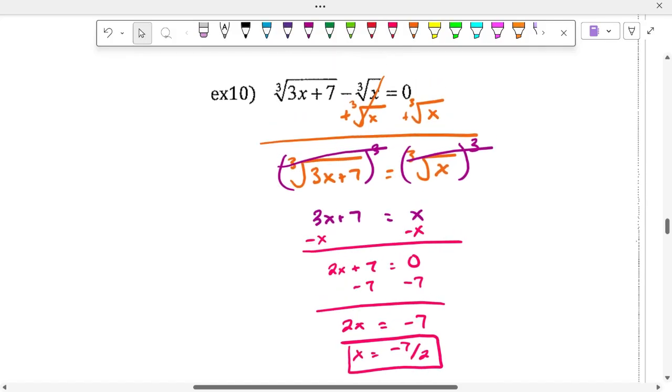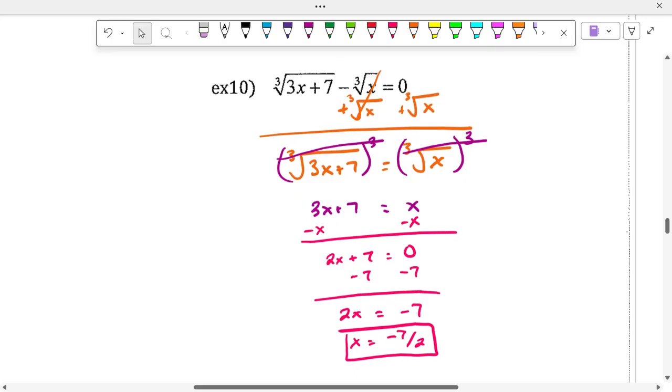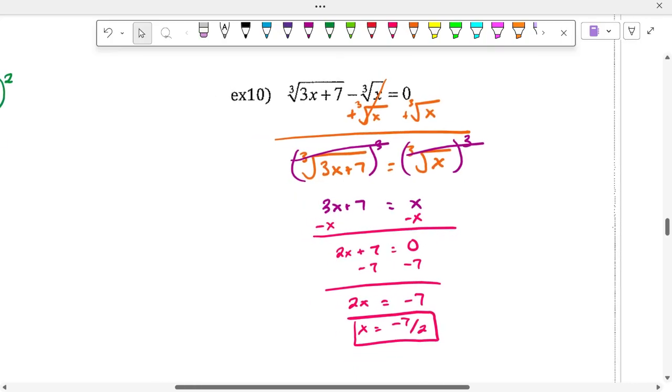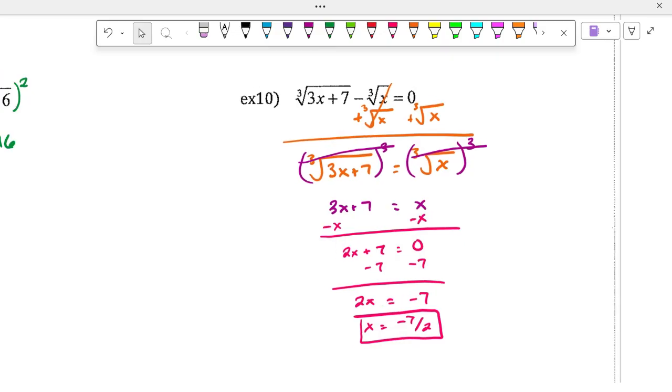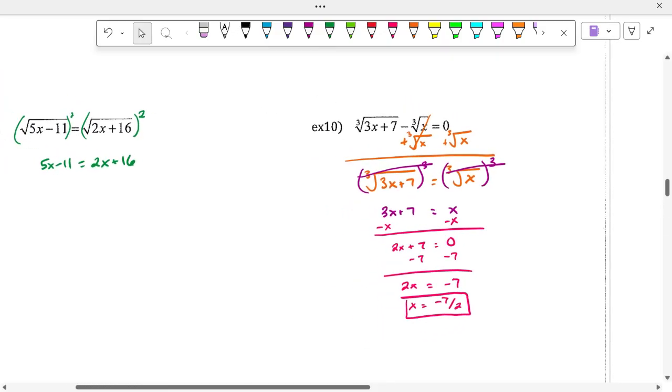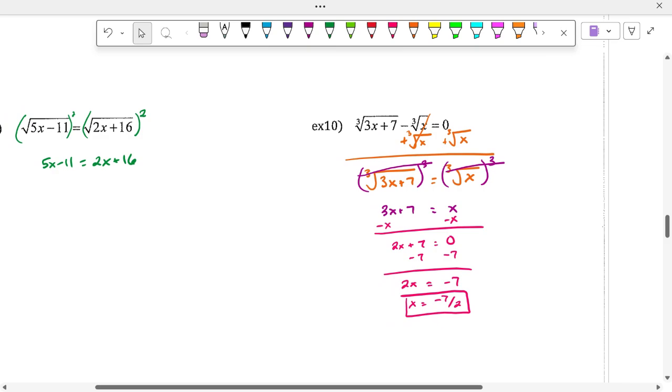Now, I'll let you guys put that in your calculator because it's probably not going to be pretty numbers to check. So that's definitely one you want to put in your calculator. But it should work. Because remember, cubes can be negative. All right, any questions on any of this?